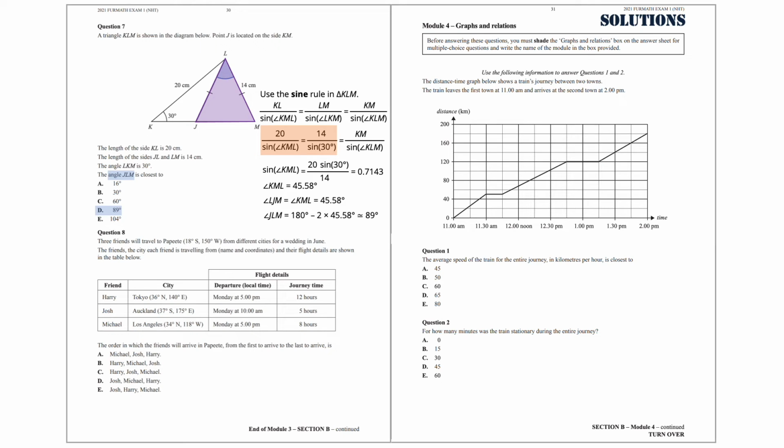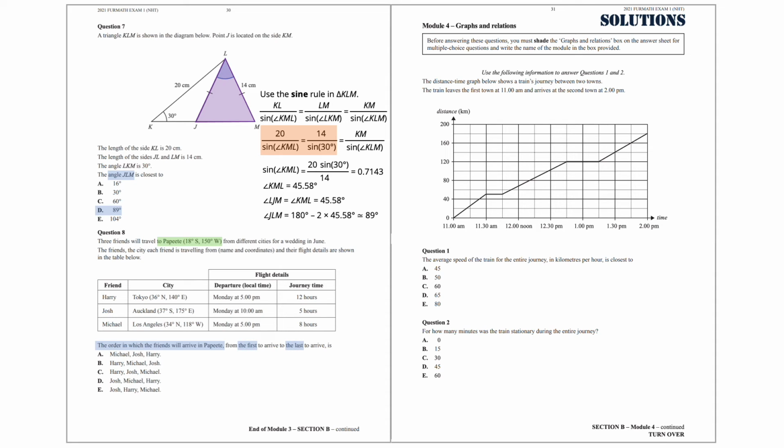Question 8. Three friends will travel to Pepite, 18 degrees south, 150 degrees west, from different cities for a wedding in June. The friends, the city each friend is traveling from, name and coordinates, and their flight details are shown in the table below. The question is asking the order in which the friends will arrive in Pepite, from the first to arrive to the last to arrive.